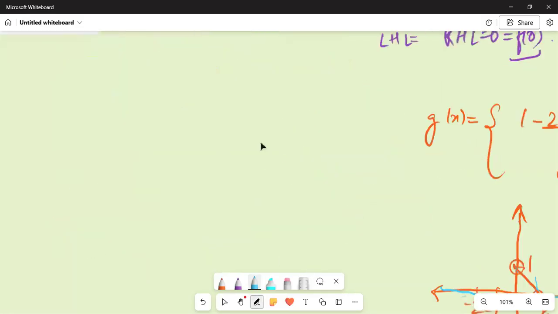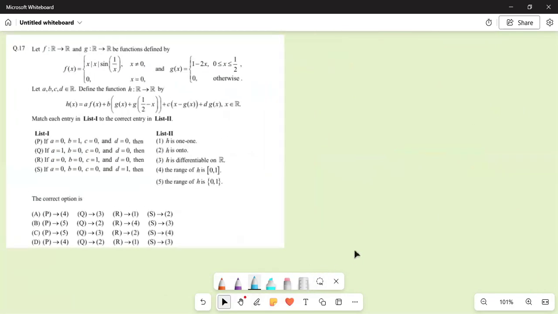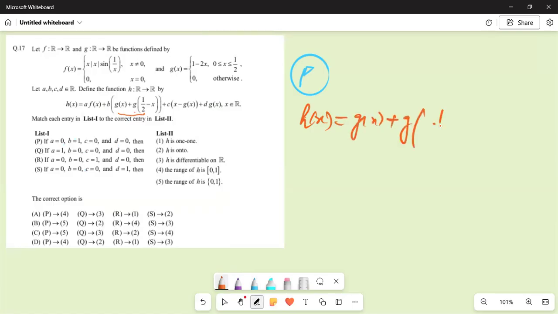Okay. Now moving on to the question. What the question says: you have defined a function h using f and g, and we have to match P, Q, R, S to the correct options. So first have a look at the part P. It says that A is 0, C is 0, D is 0, and just B is 1. So what is H in that case? Only this remains because the rest, all three values A, C, and D, are 0, and B is 1. So H is G(x) plus G(half minus x).